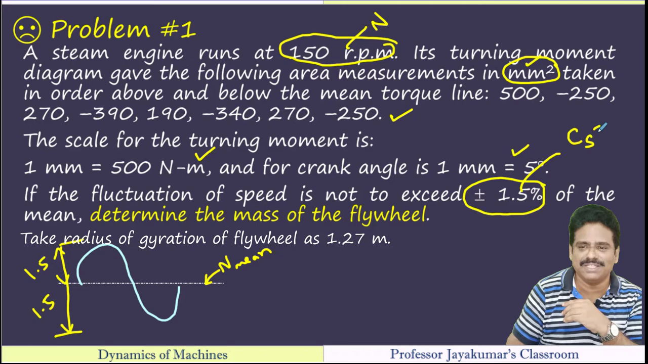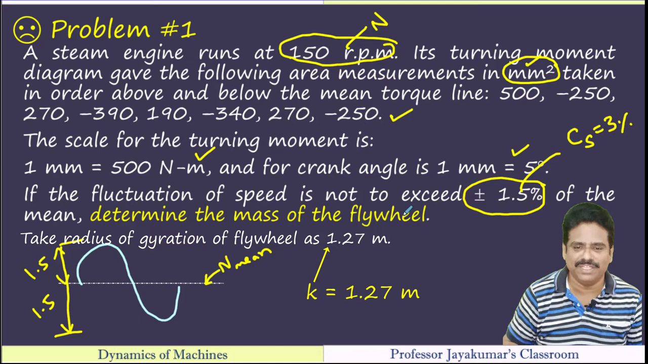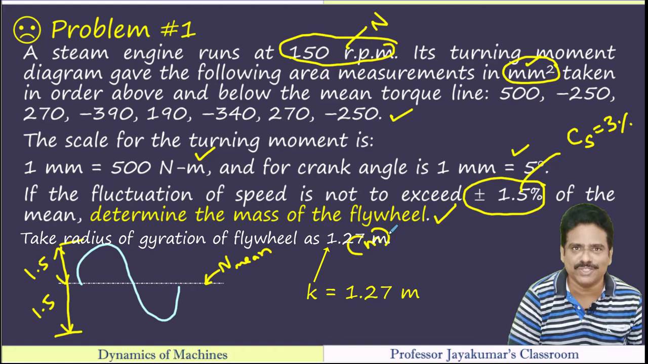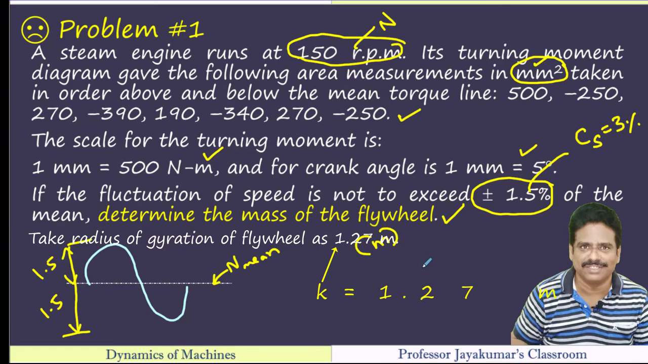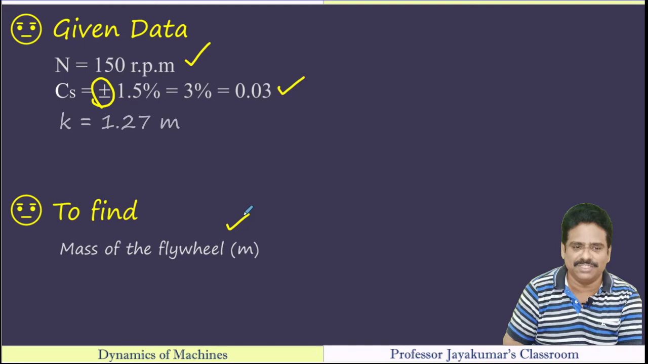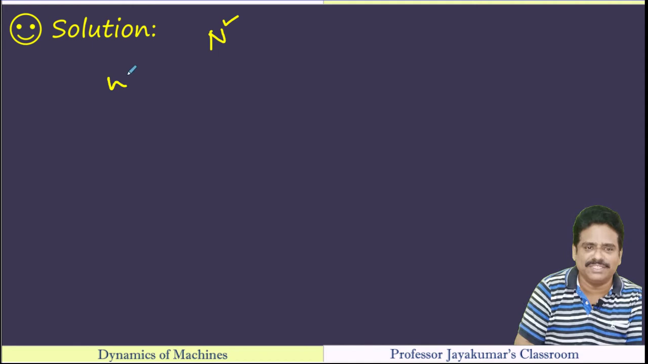Is that clear? Then what we need to determine? We need to find the mass of the flywheel, which we denote by small letter m. I hope the given data is very straightforward, right? There you are. These are the given data. We need to determine the mass of the flywheel. Okay. Since they have given N, we can very well determine the angular speed of the flywheel.